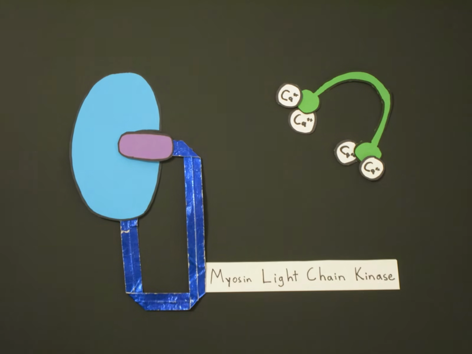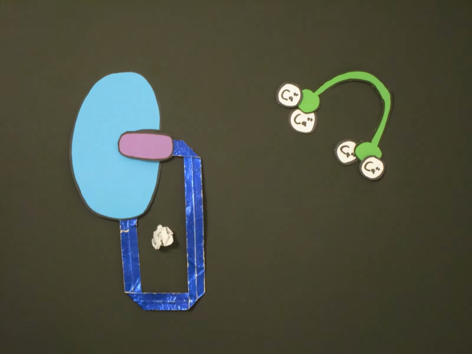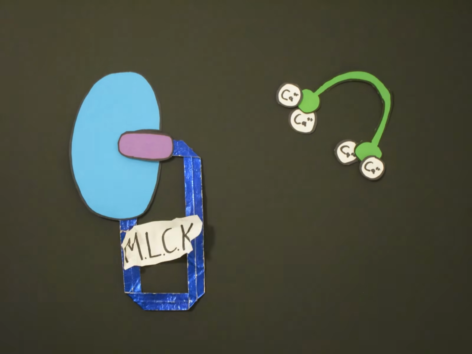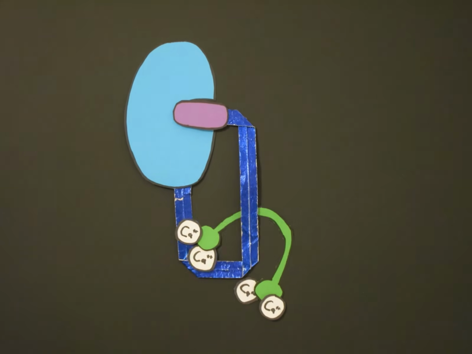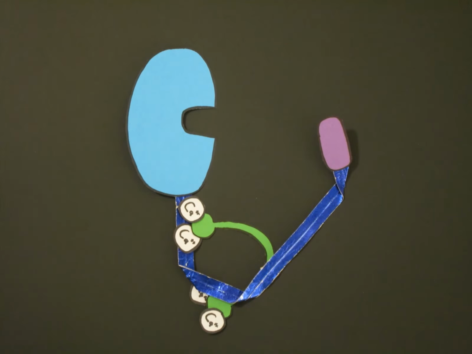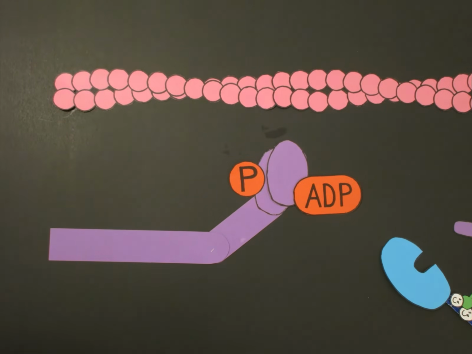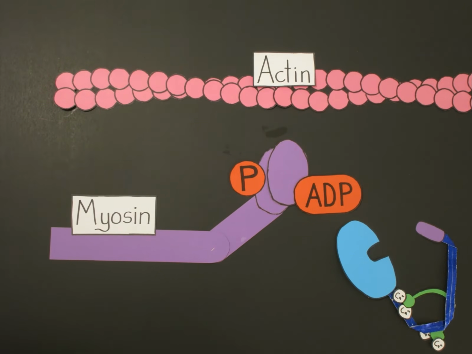We'll now introduce our second protein, myosin light chain kinase. You might also know it by its initials, MLCK. Our calmodulin is going to move over and bind to MLCK, causing it to activate. Thus empowered, our MLCK can swim away until it finds our contractile proteins, actin and myosin.